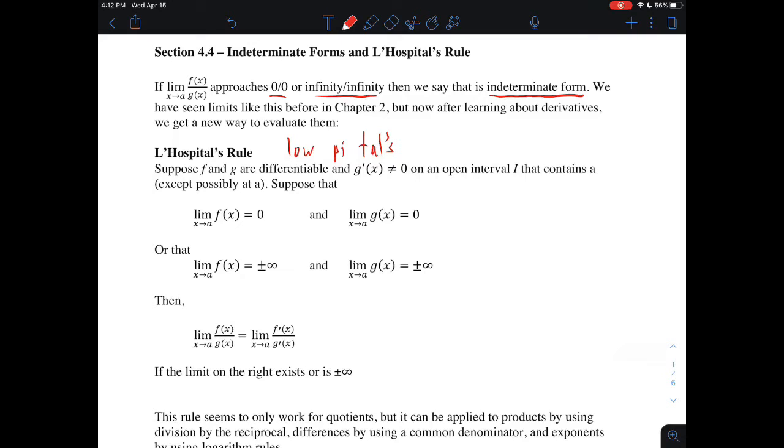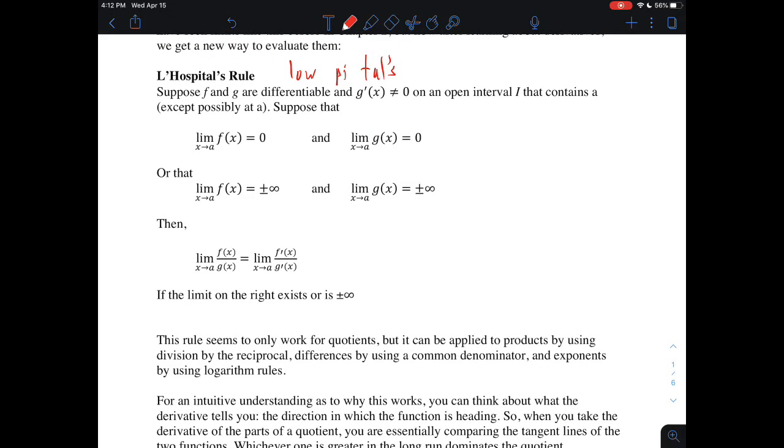Suppose that also the limit of f of x as x approaches a is equal to 0, and also the limit of g of x as x approaches a is equal to 0. Or suppose that the limit of f of x as x approaches a is plus or minus infinity, and also the limit of g of x as x approaches a is plus or minus infinity. Then, under that condition, the limit of the quotient f of x over g of x as x approaches a is exactly the same as the limit of f prime of x divided by g prime of x as x approaches a. If the limit on the right exists or is plus or minus infinity, then we have our answer.